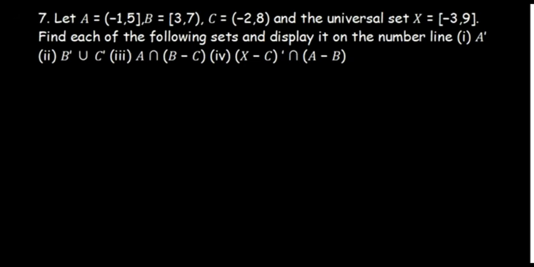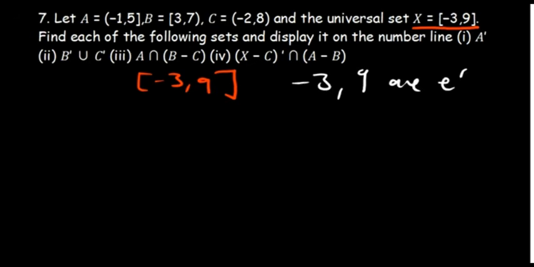So in this case, the key things to note are that we've been told our universal set is basically from -3 to +9. Whenever we are using these brackets, it tells us that -3 and 9 are what? Elements or members of that set, or members of the universal set. So now, to start with, the first question is saying find a complement.